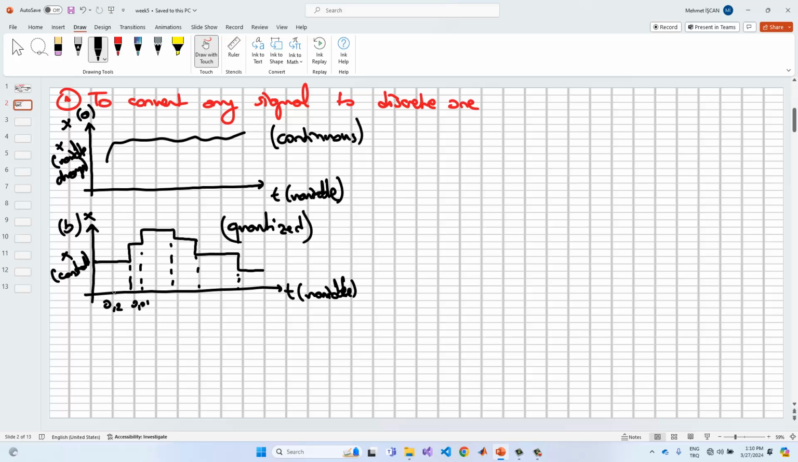Okay? And after that, if we take the continuous signal and convert it to the quantized one, then we can write the next form in this case, just like this one, x and t in here. And so we can generate this kind of signal in here.